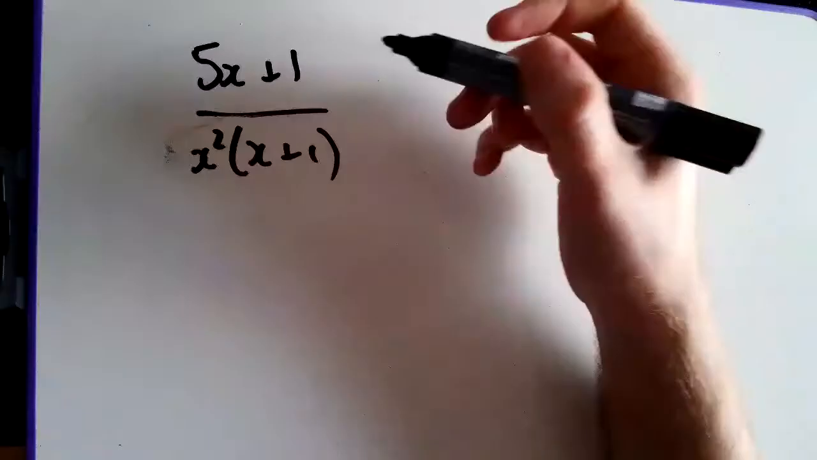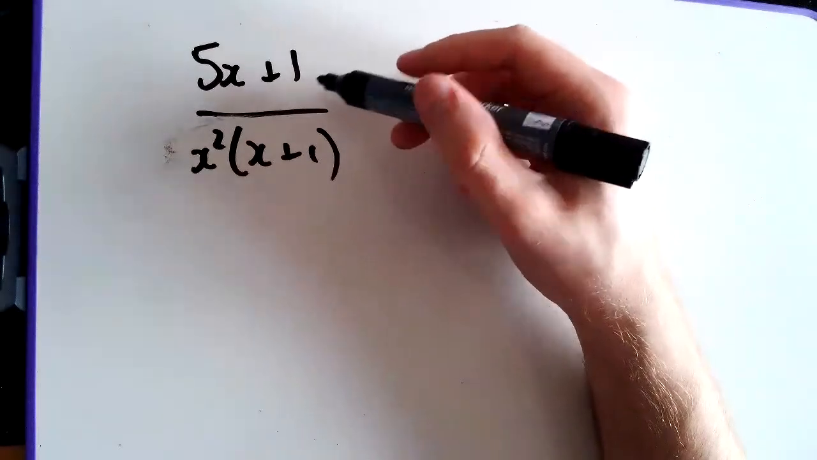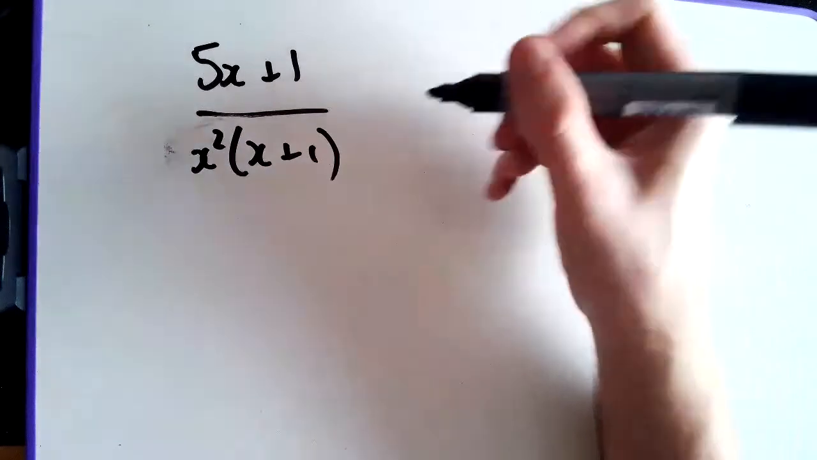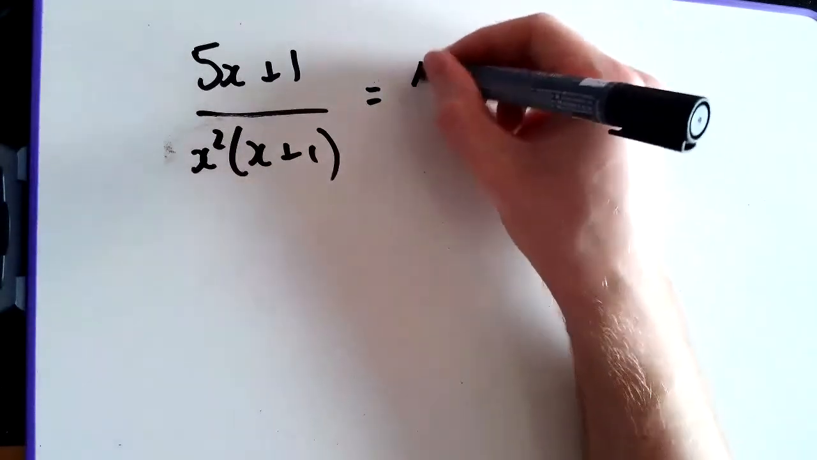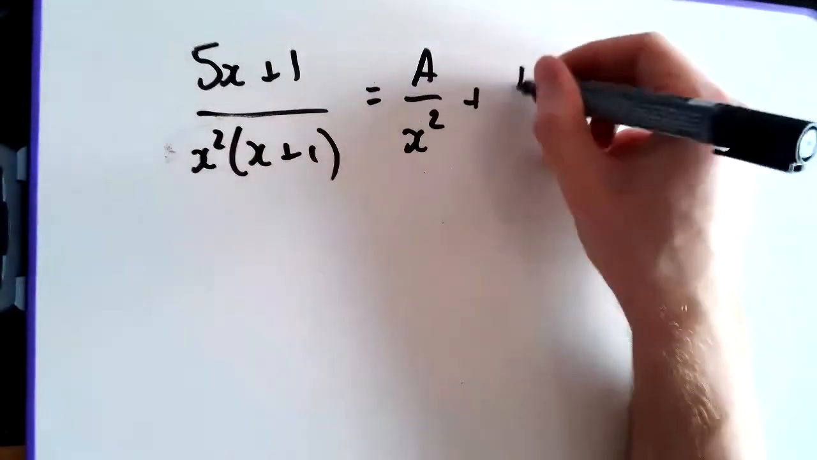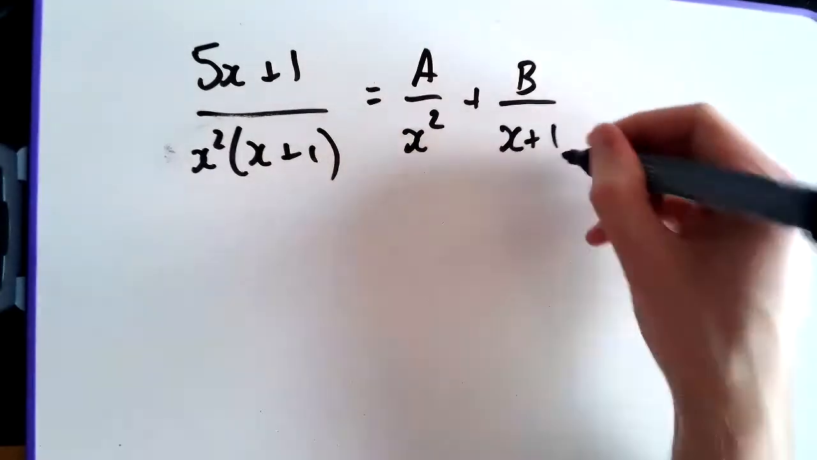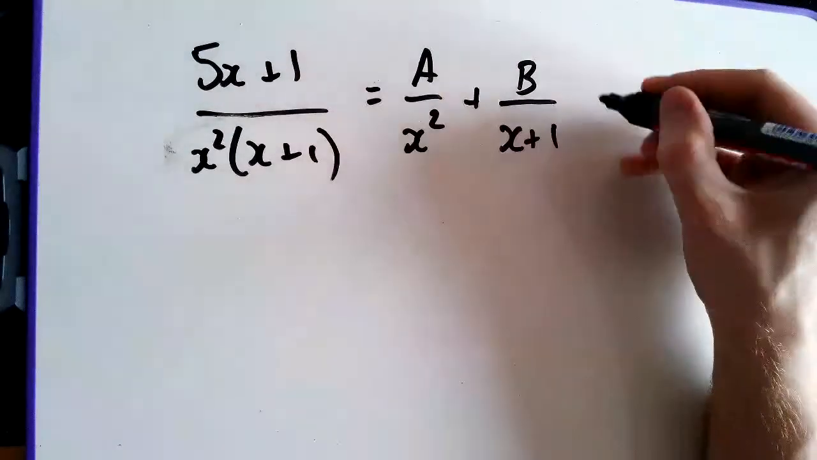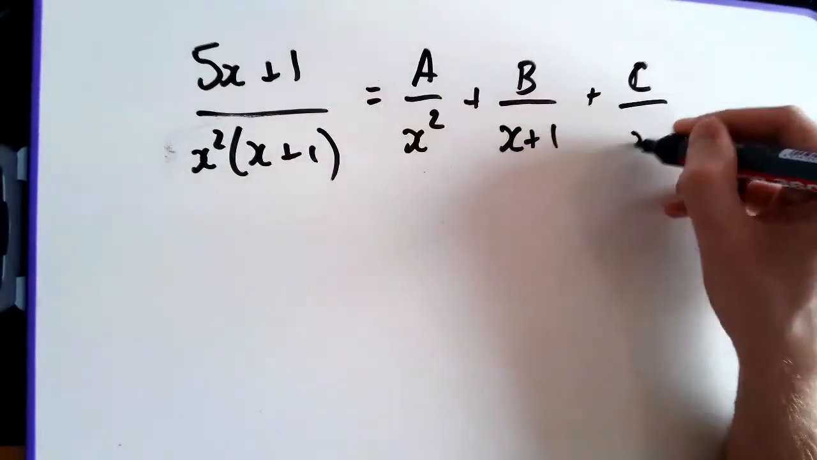Okay, next thing to check is an improper fraction. Well, the degree on the bottom was 3. The degree on the top is 1, so it's not. It's a proper fraction. So I'm going to have a over x squared plus b over x plus 1. But here, look, I've got a repeated factor, an x squared, so I need to have just a c over 1x.